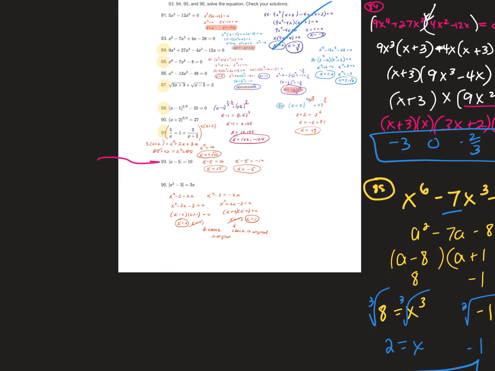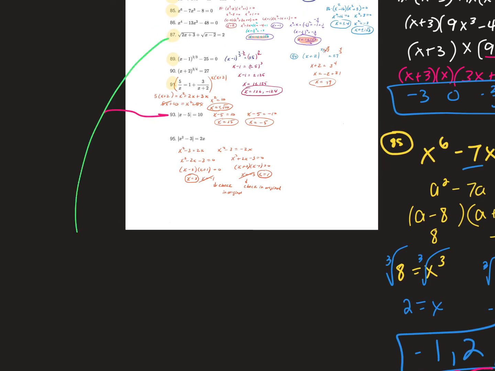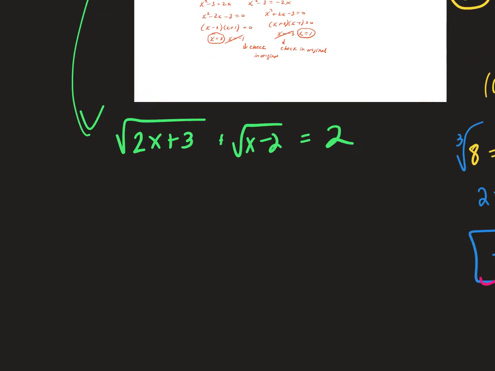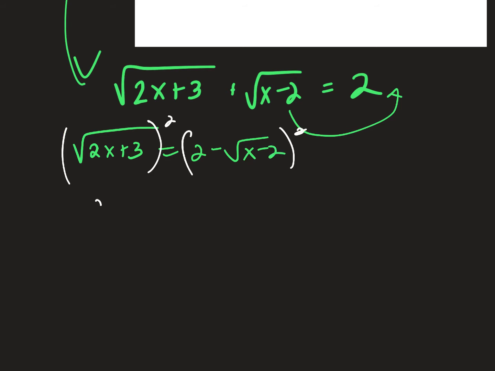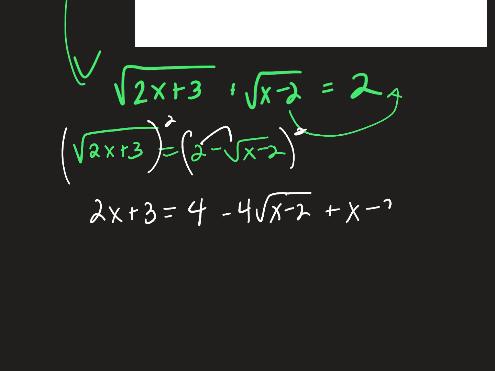Okay, 87. So this is similar to the one we just did on the class kick. I have to move one of these over here, so 2x plus 3 underneath the root would equal 2 minus the square root of x minus 2. Then I want to square both sides. 2x plus 3 equals, and the shortcut here is square the first one, double the product, so it'll be negative 4 square root x minus 2, and then square the last one, positive x minus 2.